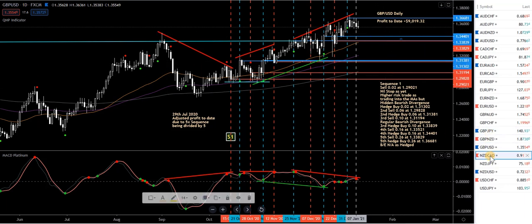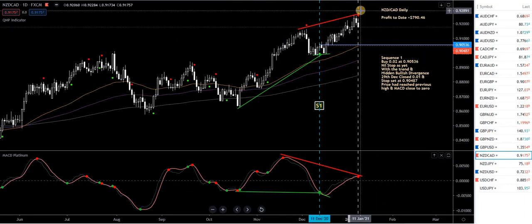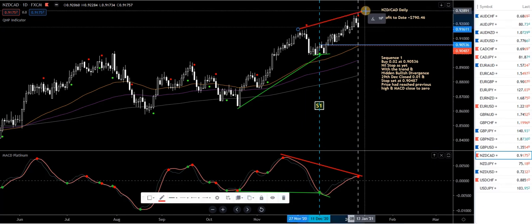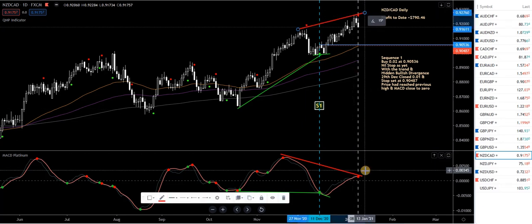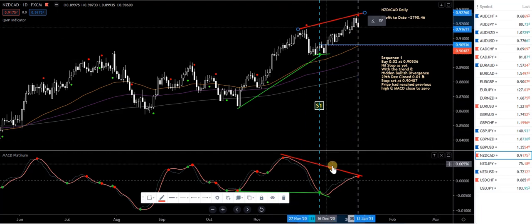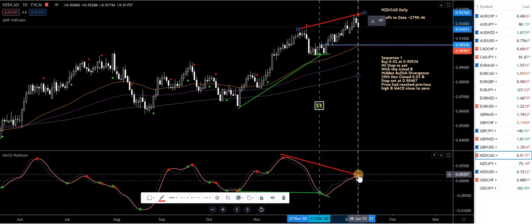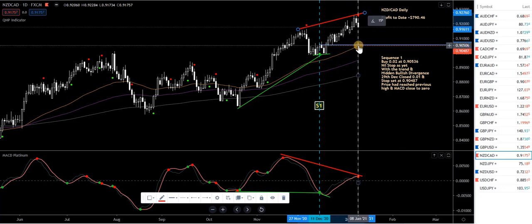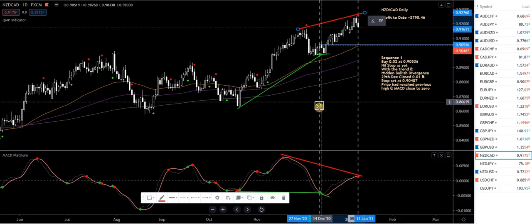All right, New Zealand CAD, it's highlighted in pink. There must be a reason. Yeah, on Monday there's a new sell signal. So you can see it there. There's a red QMP dot. You've got confirmed regular bearish divergence. I'm in a buy here, which is sequence 1.